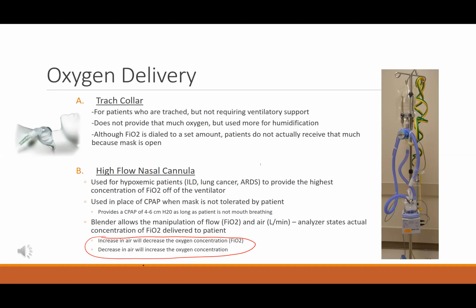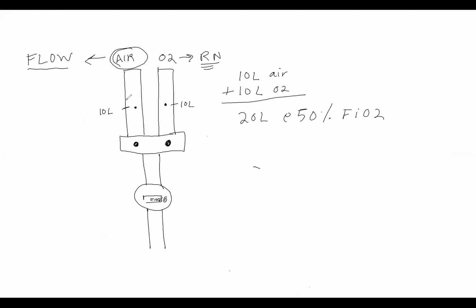And that makes sense if we go back to this drawing here. Let's say I were to take this 10, and nope, we're going to turn that down to 5 liters. So I'm going to come down here. Now I'm on 10 liters of oxygen and only 5 liters of air. That puts me at a total of 15 liters. And when I check on my analyzer, it will probably have me somewhere around 70% FiO2.